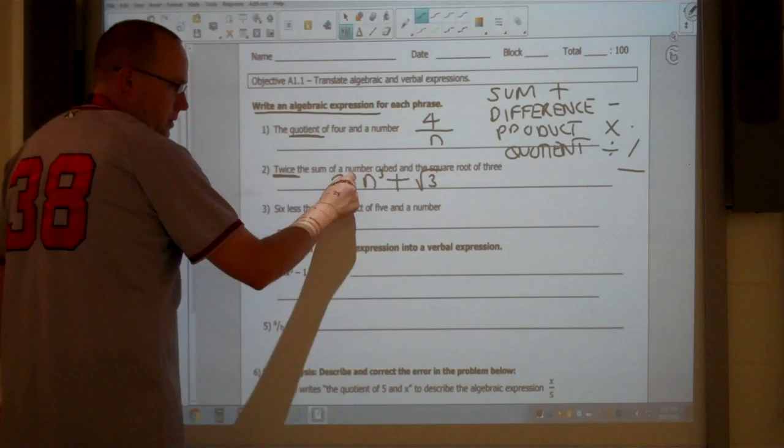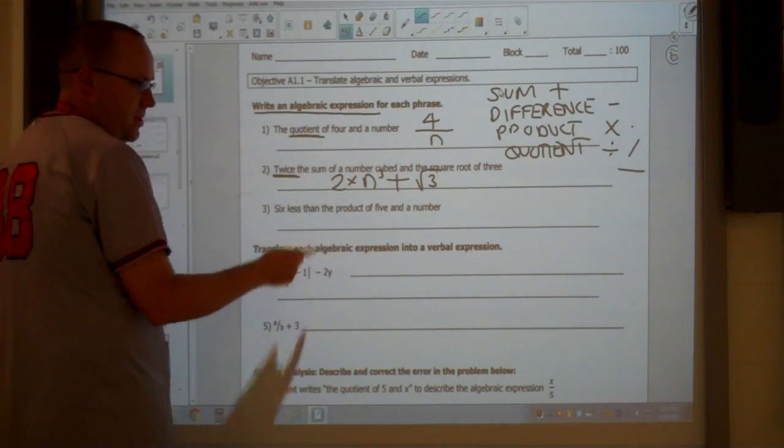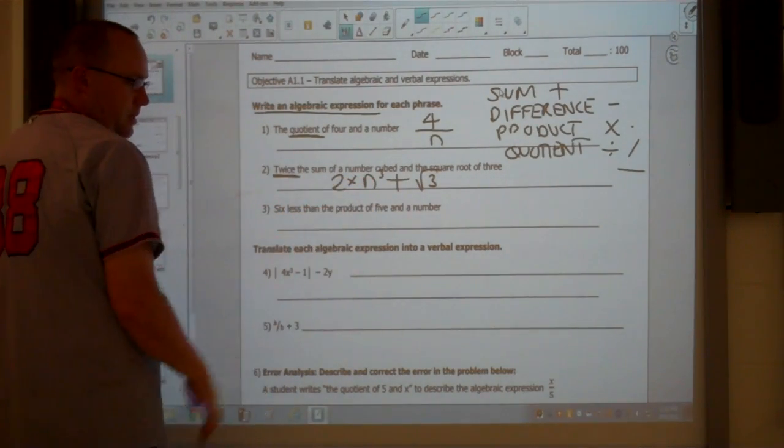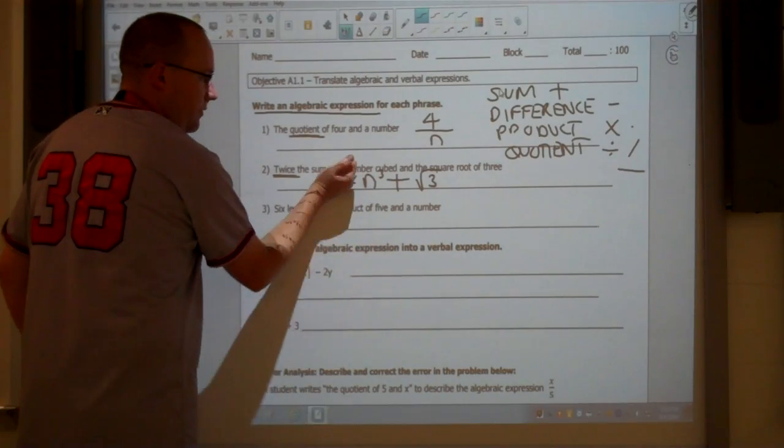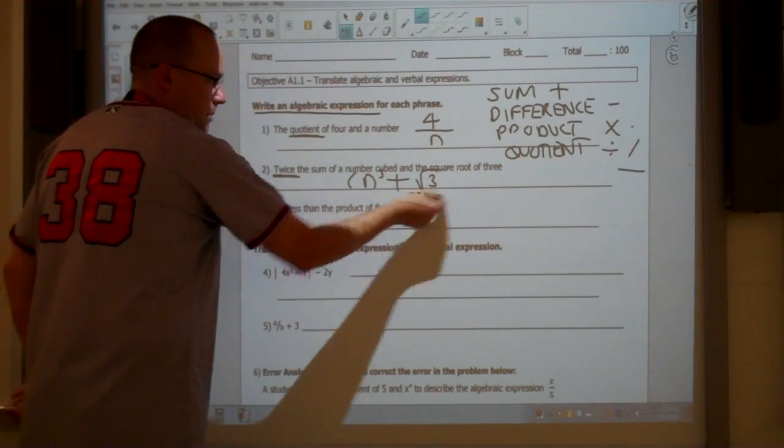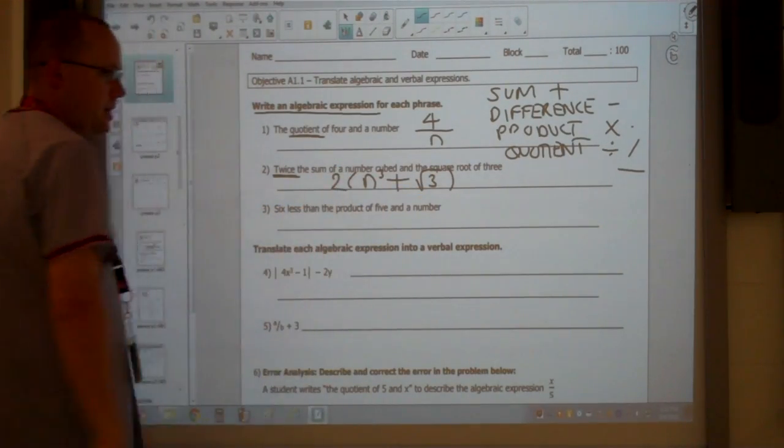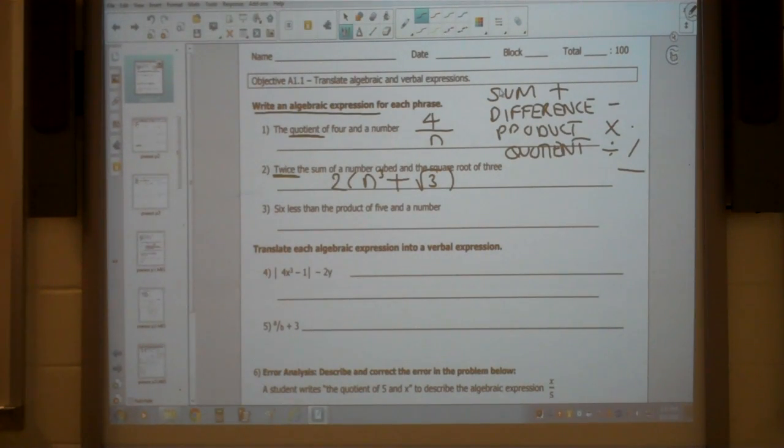So I don't just want to put 2 times this, because then, by order of operations, I would only multiply these first two things together. I want to multiply all of this by 2. So to show that, I'm going to put parentheses around it, and then I'm going to put a 2 next to it at the start. So 2 times, we're going to multiply everything by 2, so that's why I have the parentheses around it.